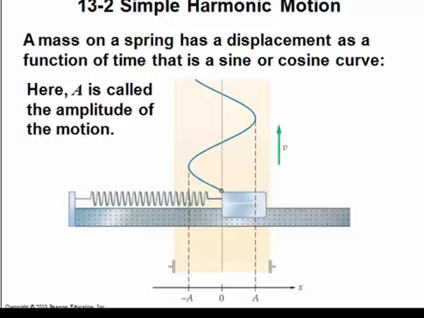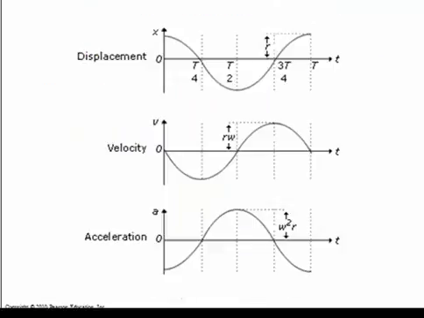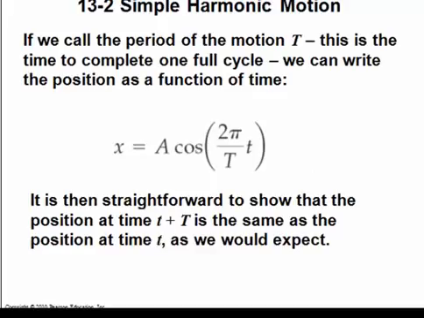What would a graph of position or displacement versus time look like for a simple harmonic oscillator? It would look like a cosine graph, because at t equals 0, it would start at its highest point. If we call the period of the motion T, the time to complete one full cycle, we can write the position as a function of time. x equals the amplitude times cosine of 2 pi over T times the time.